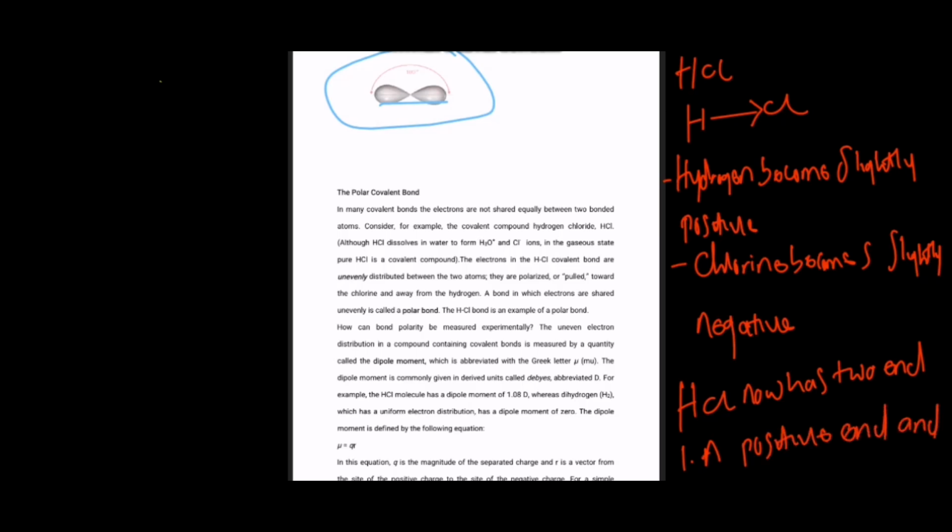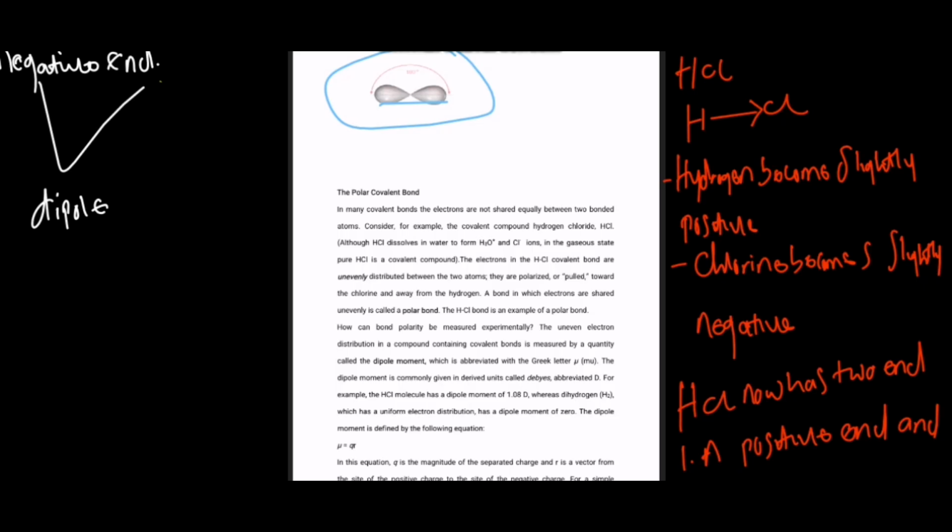and a negative end. And this is what we call a dipole. Please take note of this. Are we together?